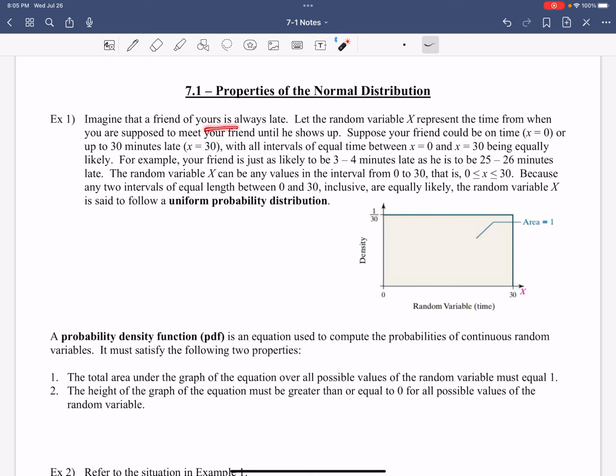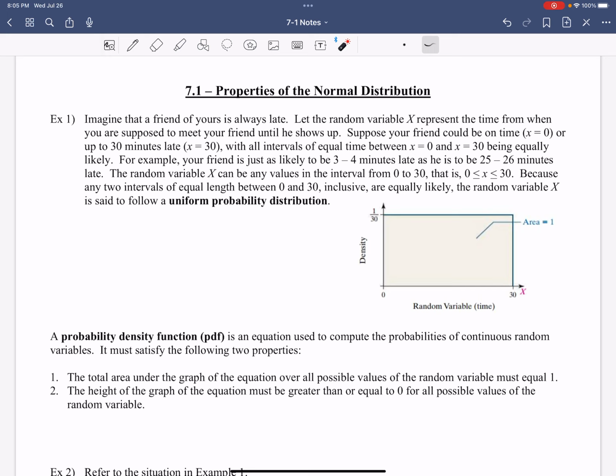Imagine that a friend of yours is always late. I know a couple, I may be that couple. Friends like that every once in a while. Let the random variable x represent the time from when you're supposed to meet until they show up. Suppose your friend could be on time, so x equals 0 means on time, or up to 30 minutes late. So on time means 0, and then it starts counting how many minutes late.